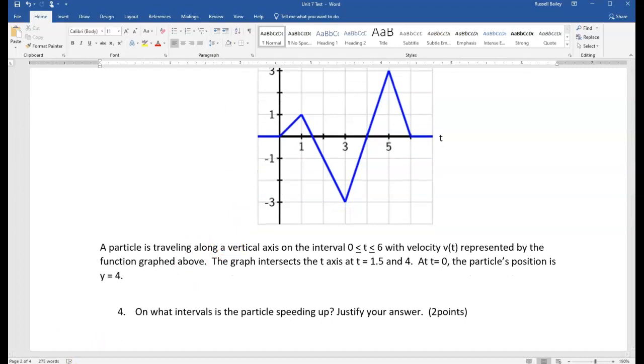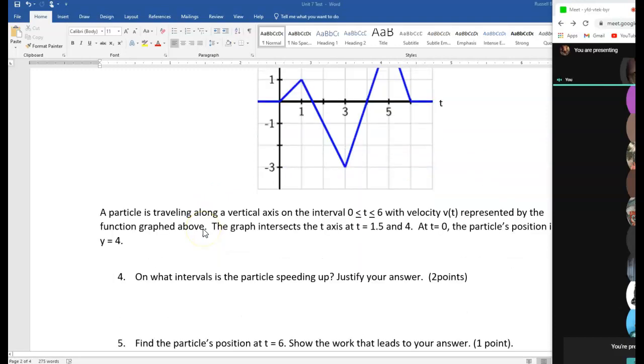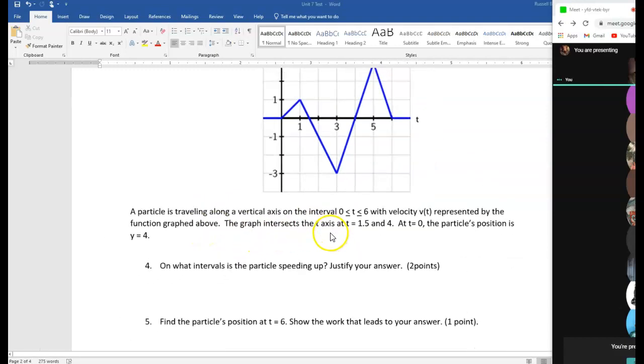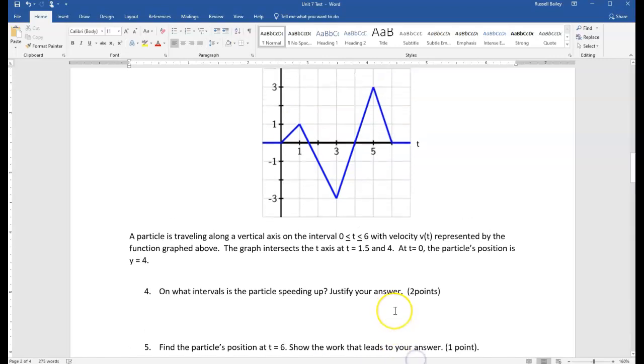Mr. Bailey? Uh-huh. So on this one, everybody's been given a graph, and we're talking about particles again. We don't have to do the problems over. Yeah, that's correct, Callie. You don't have to redo problems that you already got correct.